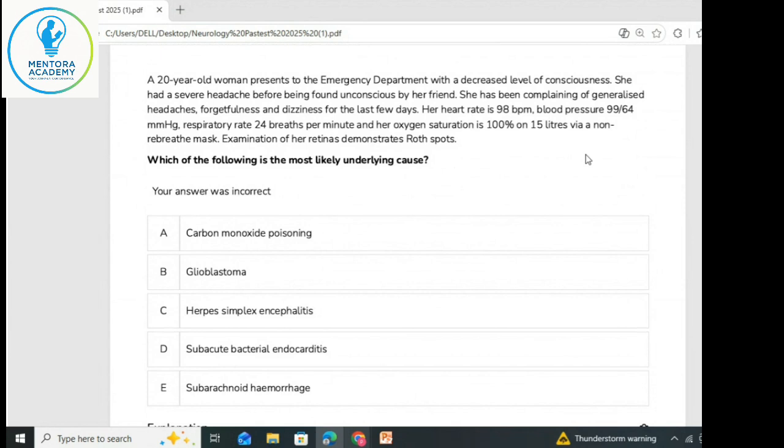Usually, if it's carbon monoxide poisoning, the patient has recently moved to a house, or some construction is going on in the house, or a closed house, or some gas geyser is there, something they would have. So those clues are not there, but definitely it is not fitting into B, C, D, and E.